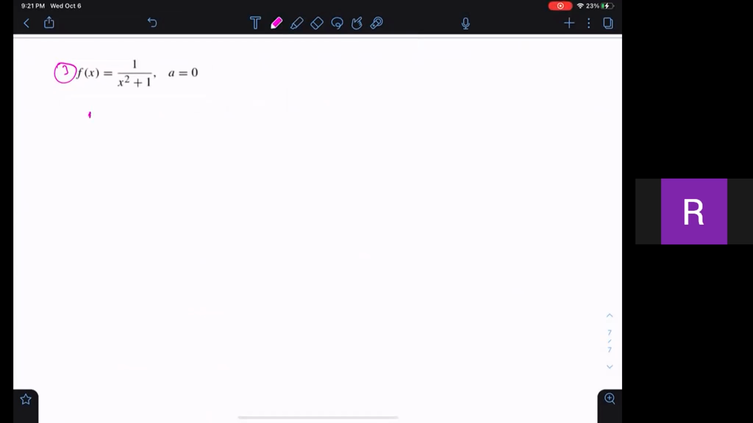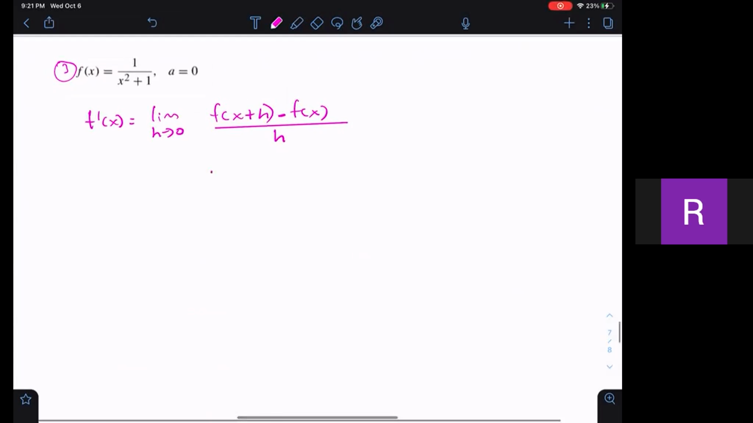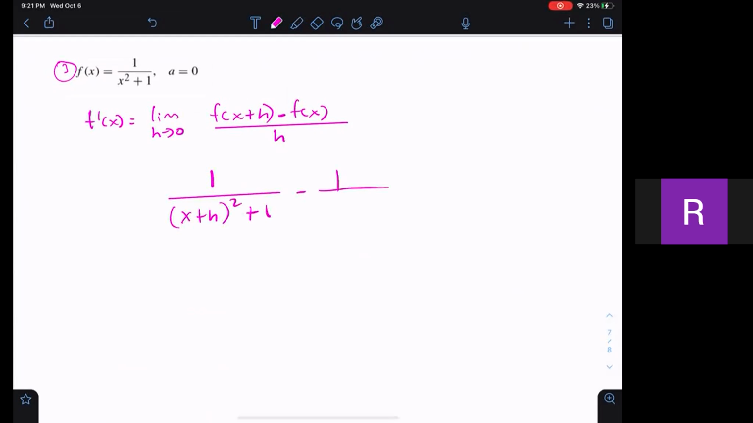Limit definition: f prime of x equals the limit as h approaches 0 of f of x plus h minus f of x over h, right? So what is the limit? The limit is this function, right? So I need to put 1 over (x plus h) to the second power plus 1 minus 1 over x squared plus 1, all over just h, right? So at this point, let's see what happens here.